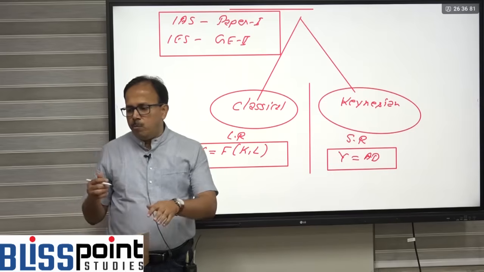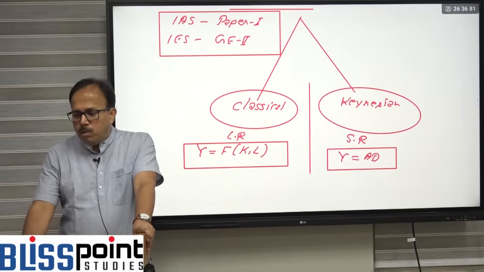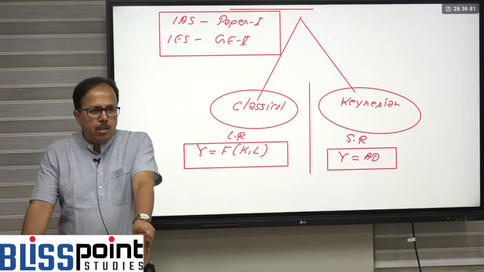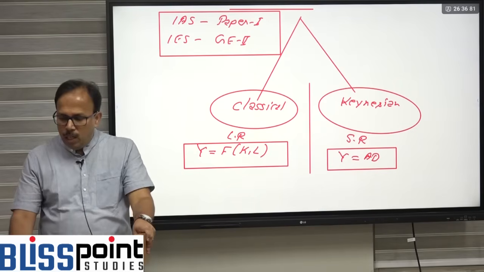Most of the classical arguments are valid in the long run, and most of the Keynesian arguments are valid in the short run. So one is a short run description, the other is a long run description.